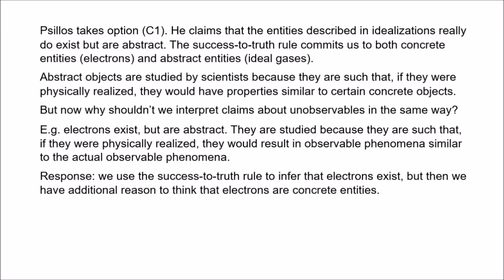So it's true, on the basis of the success to truth rule, that doesn't allow us to say that there's any real difference between electrons and ideal gases. For all we know, they may well both be abstract. But the point is, there are additional reasons to think that electrons are concrete. So the success to truth rule gives us the conclusion that electrons and ideal gases really exist. And then there are further reasons to think that electrons are concrete.